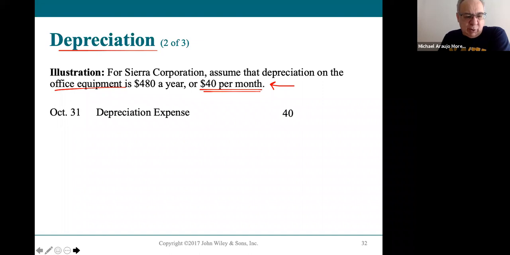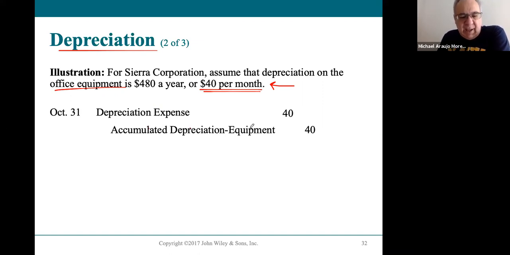So at the end of October, we will debit depreciation expense for $40. The difference is we do not credit the equipment account. We credit something called the accumulated depreciation for equipment account. This is important because we keep the equipment account separate from how much of it we've used or expensed through depreciation. So we've created a brand new account called accumulated depreciation for equipment that piggybacks on the equipment account.